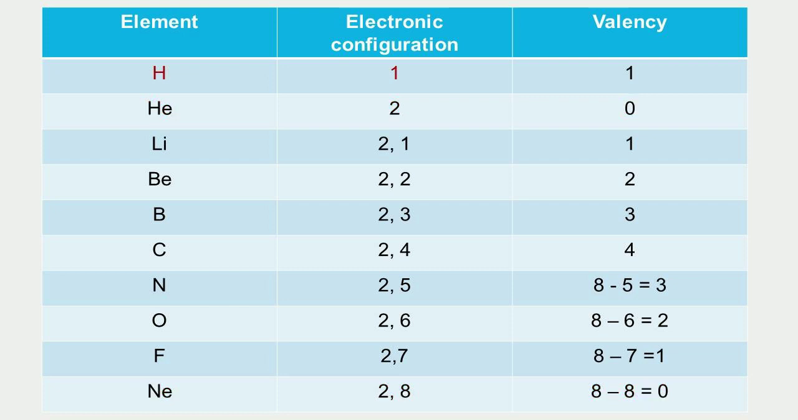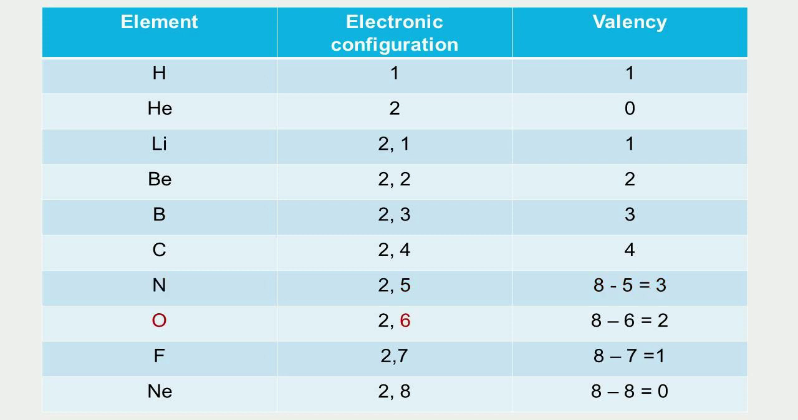Hydrogen has one valence electron, lithium also has one valence electron, beryllium has two valence electrons, boron has three valence electrons, and carbon has four valence electrons. Therefore, their valency is equal to the number of valence electrons, that is 1, 1, 2, 3 and 4 respectively. Nitrogen has 5 valence electrons. Therefore, its valency is equal to 8 minus 5 equal to 3.